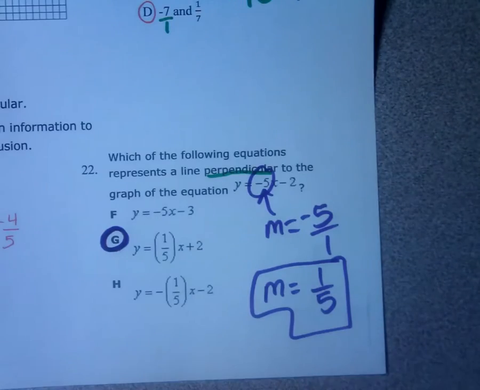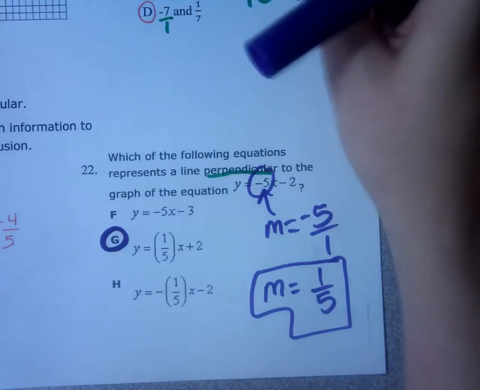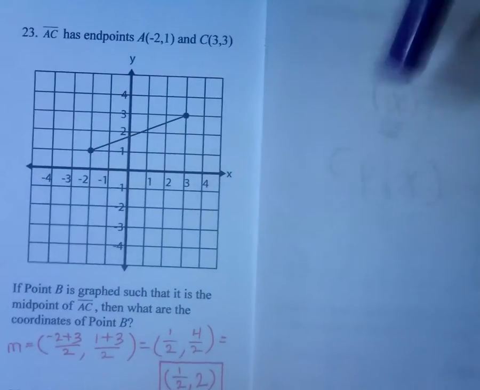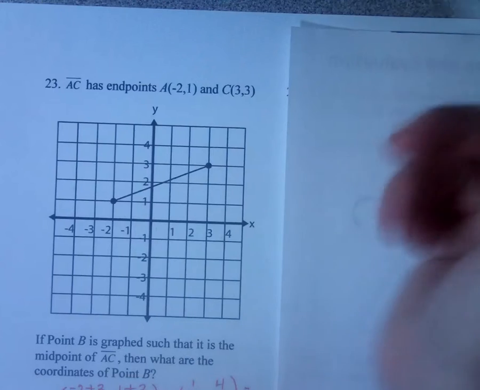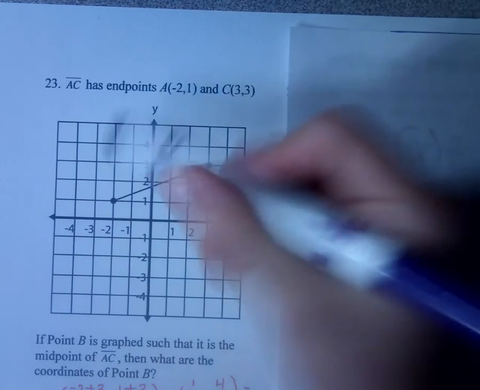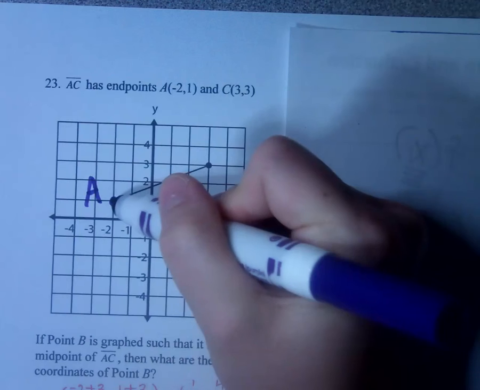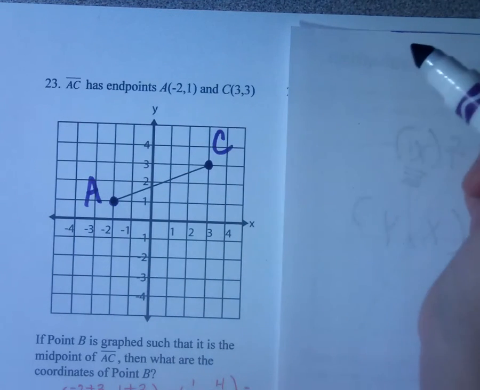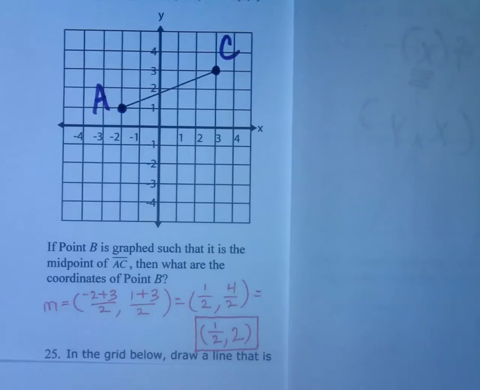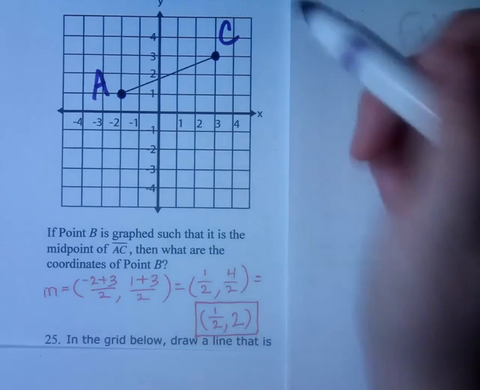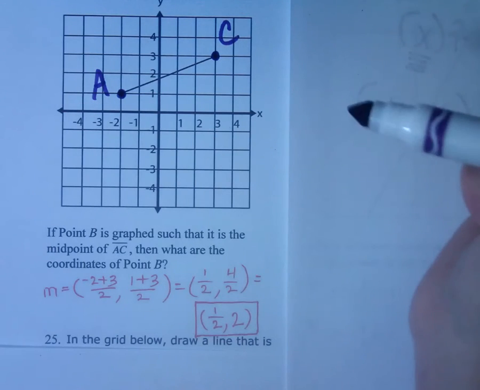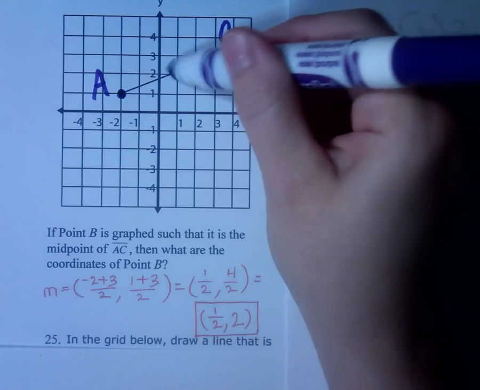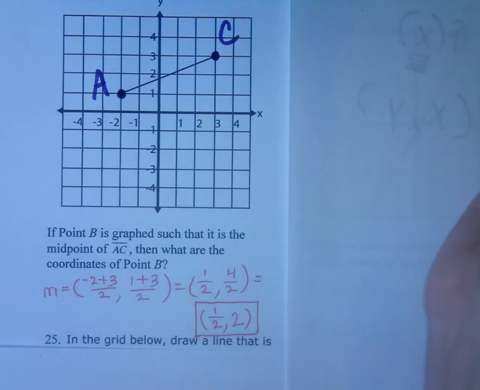Okay, we're cruising now, not much left to go. All right, let's look at number 23. We are told the endpoints of AC, and it says that A has an ordered pair of -2, 1, and C has an ordered pair of 3, 3. And it says if point B is graphed such that it's the midpoint of segment AC, then what are the coordinates of point B? So I know B should be somewhere in here, eyeballing it.